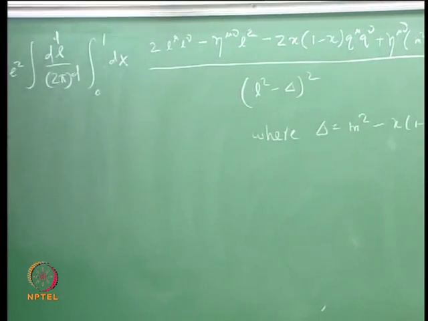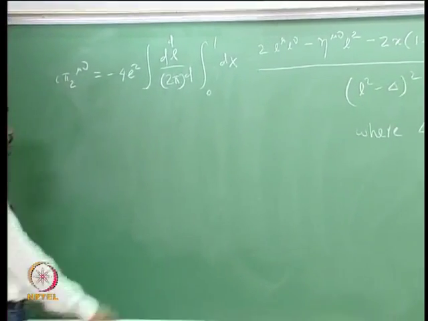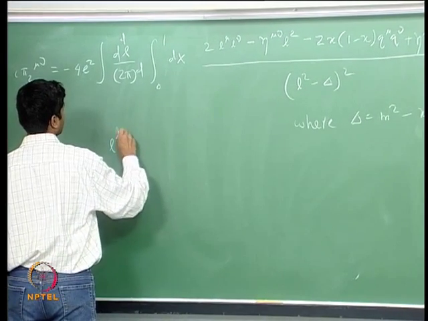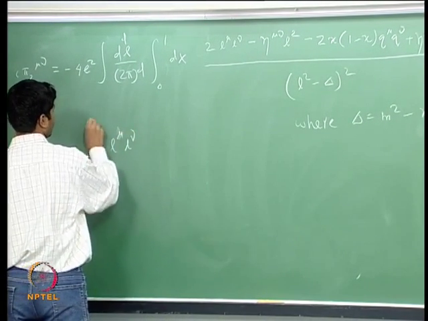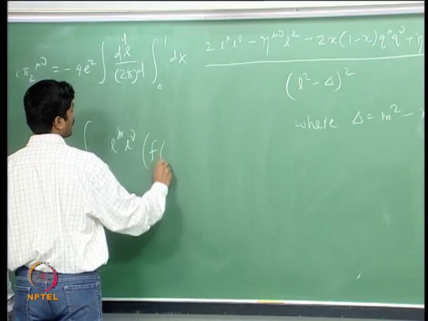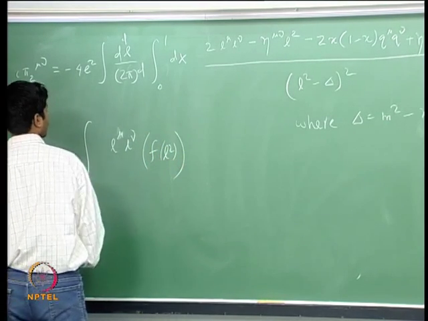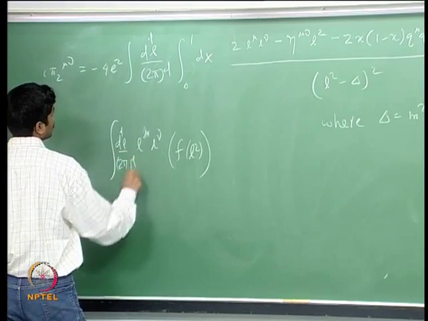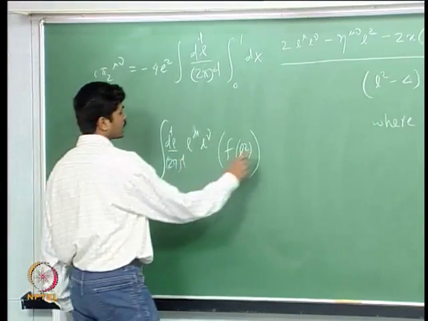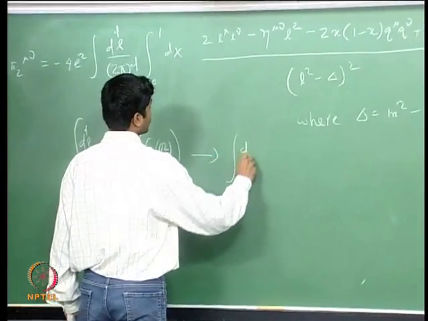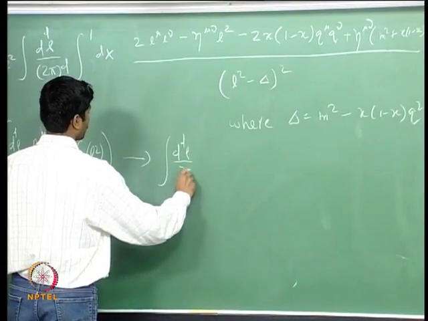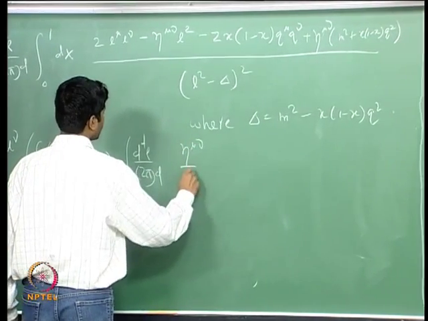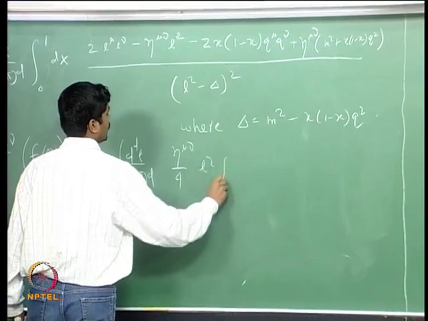This is what we need to evaluate, and I have already argued earlier that when you have L mu L nu with some function of L square, in the integral d^d L over (2 pi)^d, you can replace this integration by d^d L divided by (2 pi)^d, eta mu nu over d, L square f of L square.